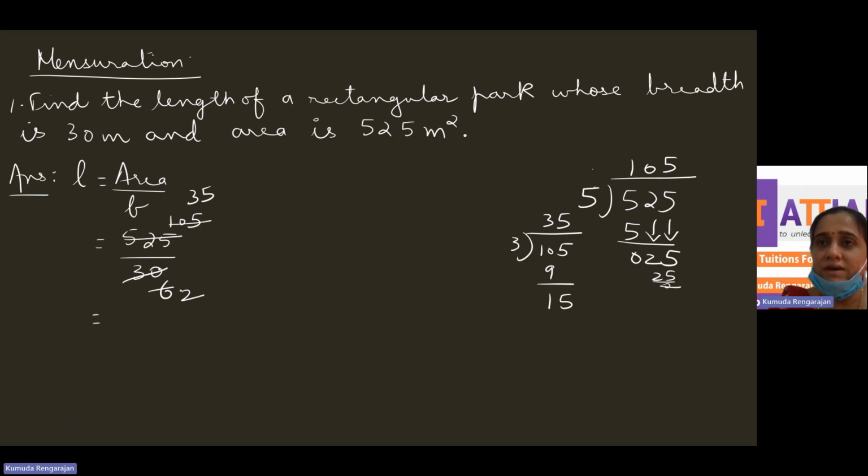Now what do you have? 35 by 2. You cannot divide that any further. So 35 by 2 is 17.5. You should divide that. Must divide and get the value.